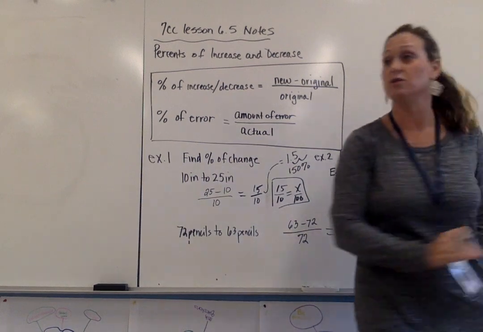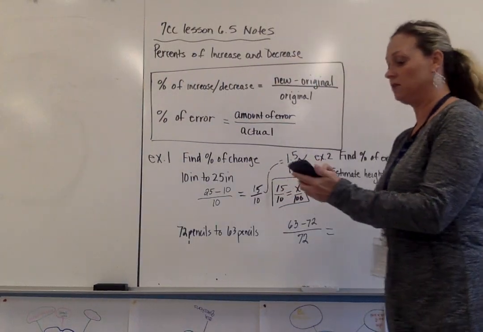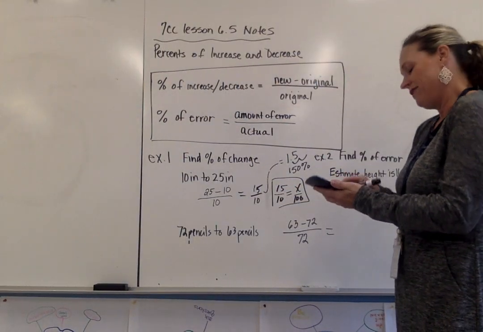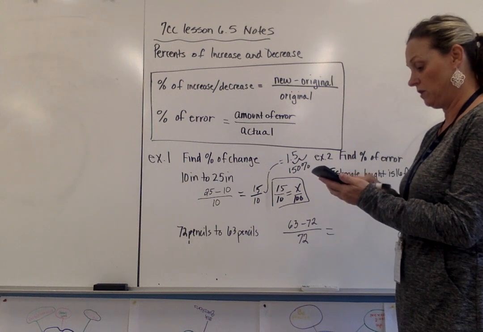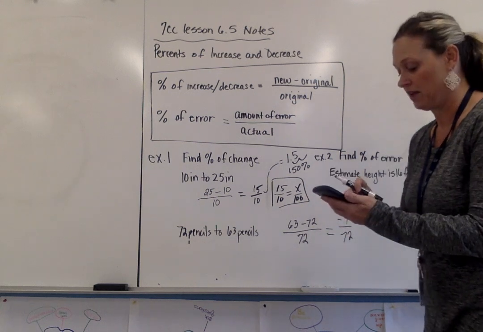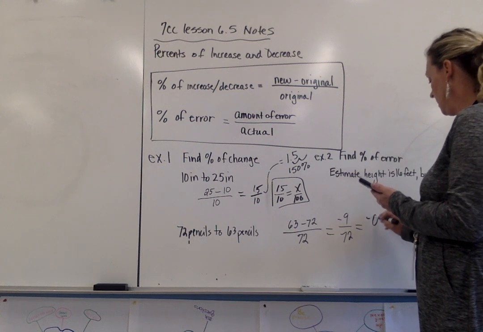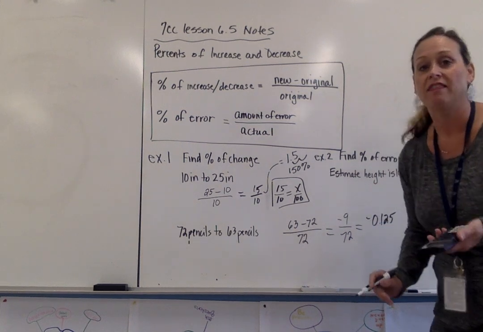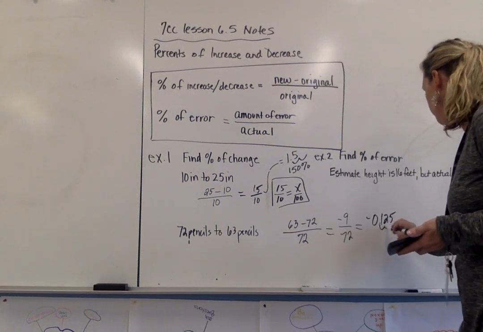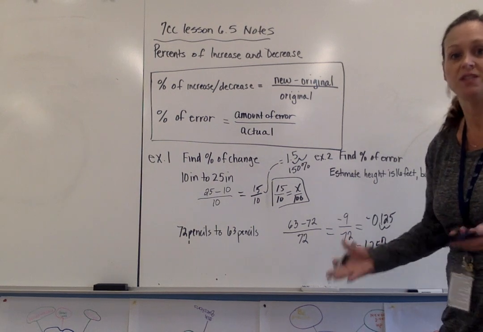Now for this unit, you can use a calculator. So I'm literally going to type in 63 minus 72, and I get negative 9 over 72. I can then type it in as negative 9 divided by 72, and that gets me negative 0.125. I then change that into a percent, which is 12.5%. It's a negative, so it's a decrease.